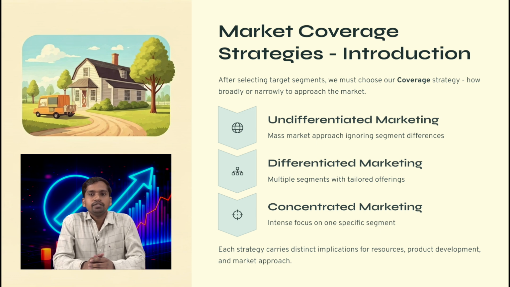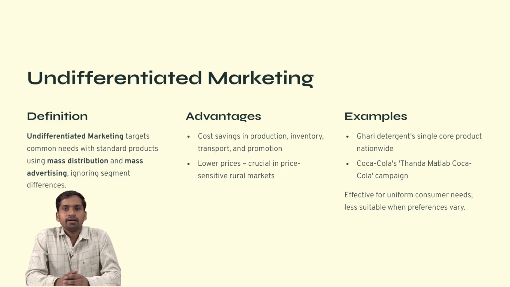First, we have undifferentiated marketing, often called mass marketing. Here, the company chooses to ignore segment differences and focuses on what customers have in common. It offers a single standard product to everyone, supported by mass distribution and mass advertising. The main advantage is significant cost saving across the board in research, production, inventory, transport, and promotion. These savings can be passed on to customers through lower prices, a major plus in price sensitive rural markets.